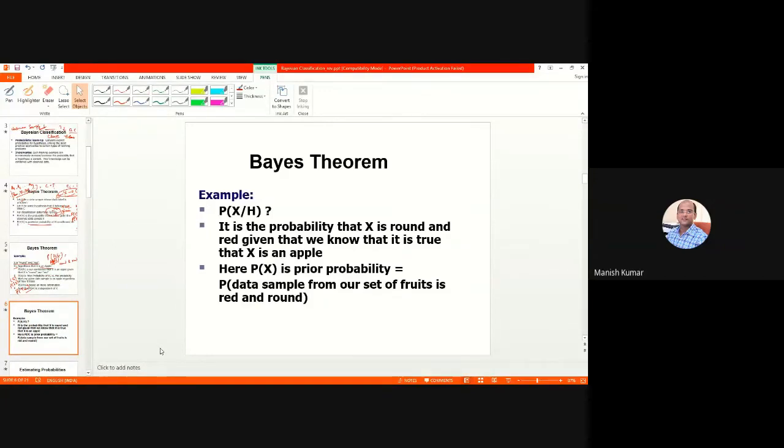Now, Bayes theorem requires P(X|H). That means the hypothesis is given. What is the probability of occurrence of X? It is the probability that X is round and red, given that we know it is true that X is an apple. Okay. And here P(X) is the prior probability that a data sample from our set of fruits is red and round.